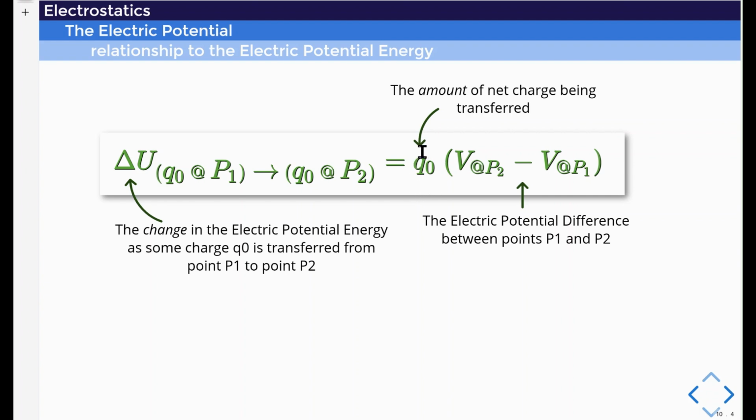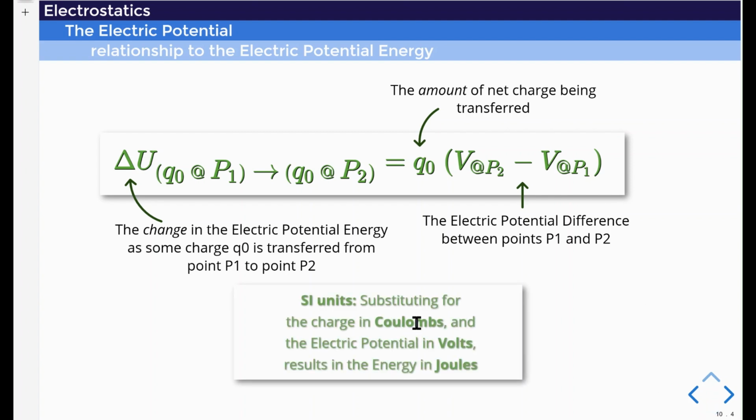I have to put it with its sign because, again, the electric potential energy is a scalar quantity. So positive and negative means more energy or less energy. And Q naught is the amount of net charge being transferred, could be positive or negative. That wasn't the case for the mass. The mass was always positive, but Q naught could be positive or negative. And of course, the potential difference could be positive or negative. So I could be changing the energy positively, adding to the energy, or I could be subtracting from the energy, taking away energy by moving the charge from one location to the next.